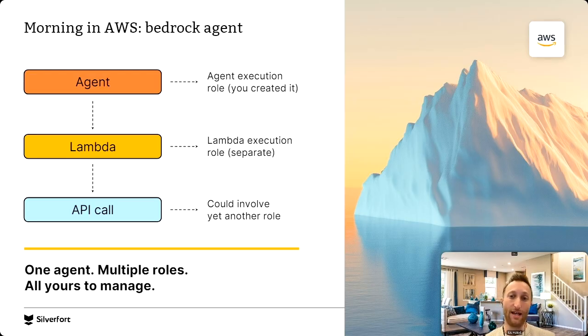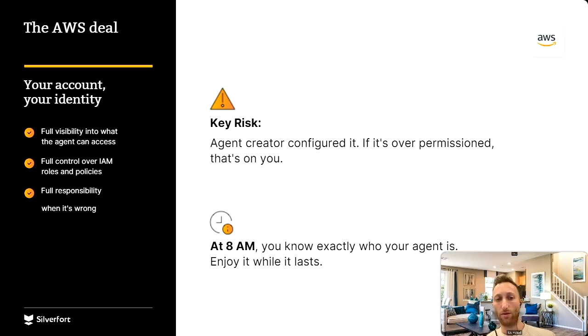So again, an agent has one main execution role, but an agent with just a role, but without any actions or tools, can do nothing. And sometimes the roles of the tools themselves are also important to understand what the agent can do. So here is what AWS can offer you, right? You get full visibility. You can see exactly what the agent is allowed to access through IAM policies. You get full control because you created and you manage those tools, so those roles. And you get full responsibility. If something goes wrong, you configured it.